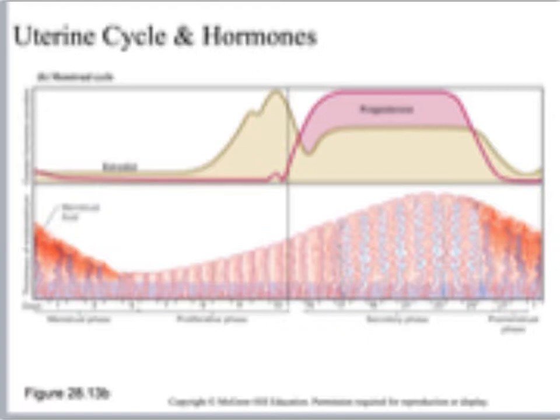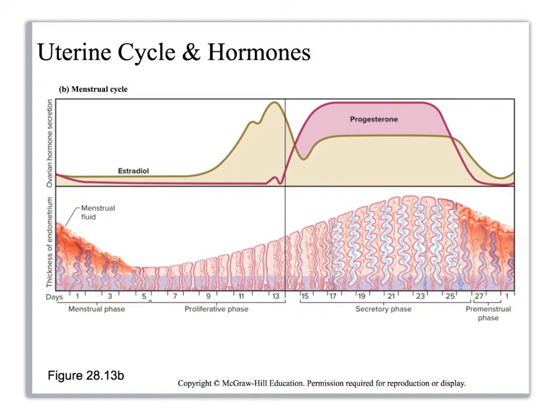So at the top, actually let me make this a little bit smaller. We've got the hormones, okay? So this is the ovarian cycle, okay? Down here, we're showing what is happening with the uterine cycle, okay? So day 1, okay, you're looking at the menses, all right, days 1 through 5, okay, right through here. And you will notice that estrogen is fairly low, progesterone is fairly low, okay?